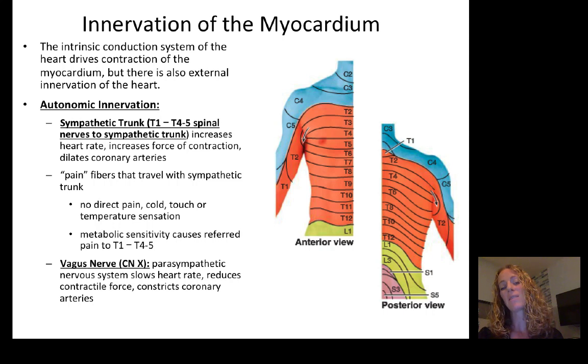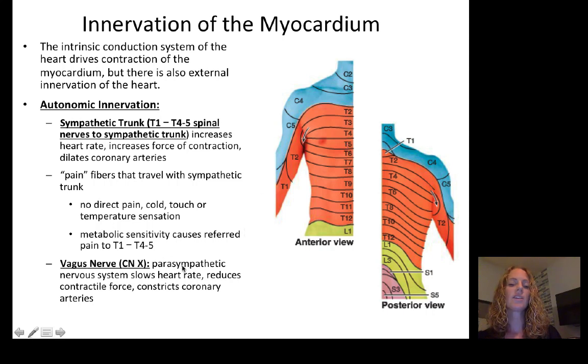This is not direct pain, cold touch, or temperature sensation, but it's actually a metabolic sensitivity. And that is when there is ischemia and metabolic factors that are released due to ischemia of the heart. That can cause specific referred pain to the T1 to T4 dermatomes. We already talked about the C3, 4, and 5 dermatomes of the phrenic nerve. Here's a visual of where that referred pain would be due to pain in the pericardium. The T1 to T4 spinal nerves would refer pain to these regions here. Again, this is a metabolic sensitivity of the myocardium and not specifically pain.